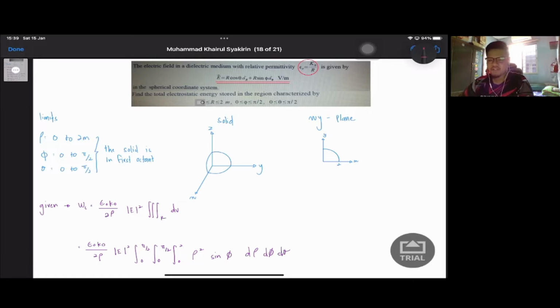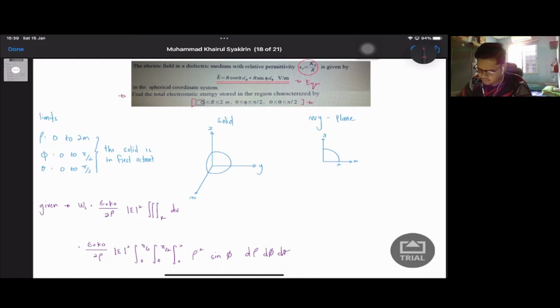My name is Muhammad Syakir Bishar Kamal, and I will be solving the question regarding triple integral in spherical coordinates. The question given: the electric field in a dielectric medium with relative permittivity given by epsilon R equal to K0 over rho is given by this equation, in a spherical coordinate system. The question is to find the total electrostatic energy stored in the region characterized by this limit.